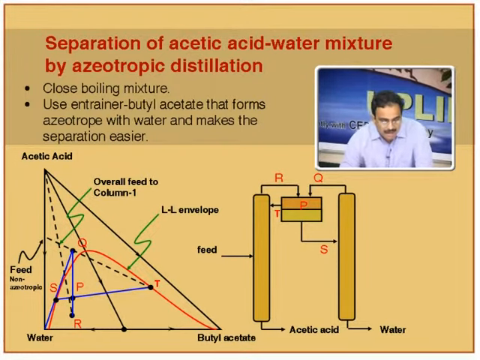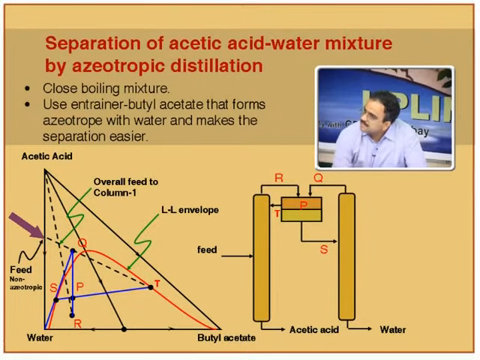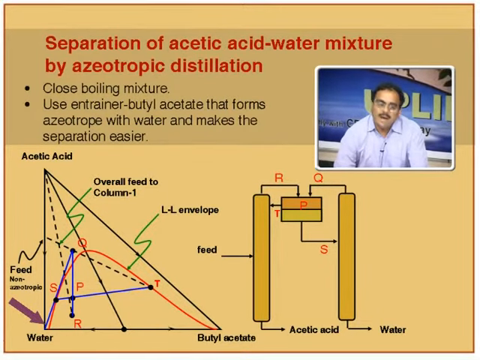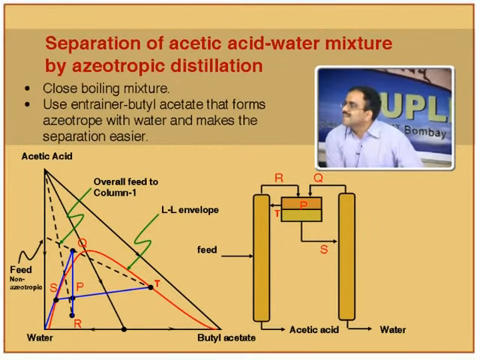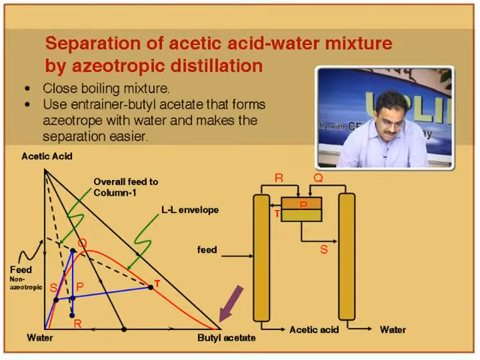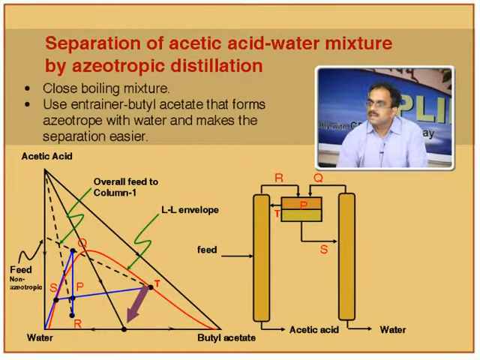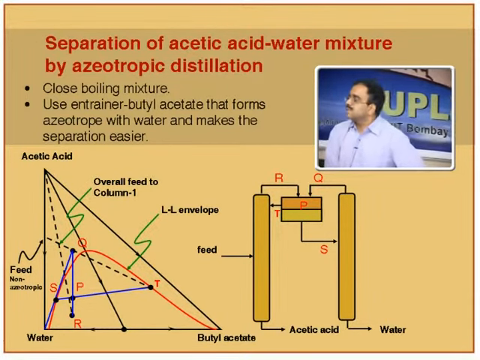So if you see on the RCM, your feed is here, but it's not an azeotrope. It's a dilute acetic acid mixture. Okay, this is not an azeotrope. So if you just look at this binary, I can separate acetic acid and water in pure form. It's not a problem. Okay, but I don't want to do that because it's expensive. So I add butyl acetate. Butyl acetate forms a phase split region with water, and there is an azeotrope with water as well. So this is one azeotrope sitting here. Okay, there are no other azeotropes in this system. Okay, right? Can we use this RCM to generate or synthesize a column sequence?